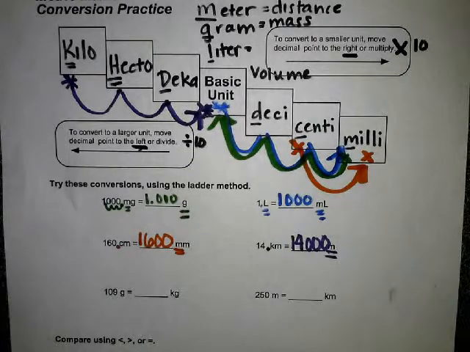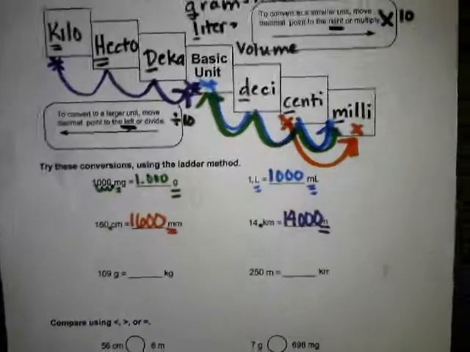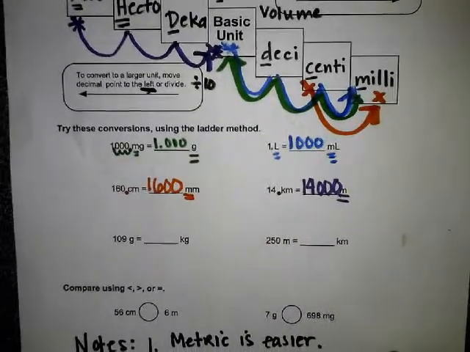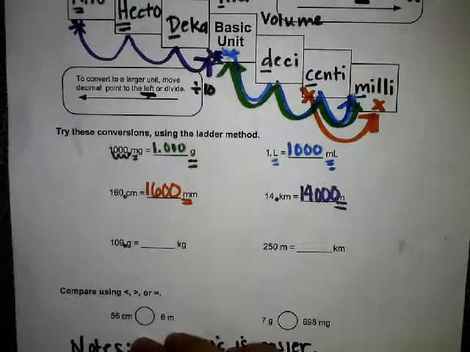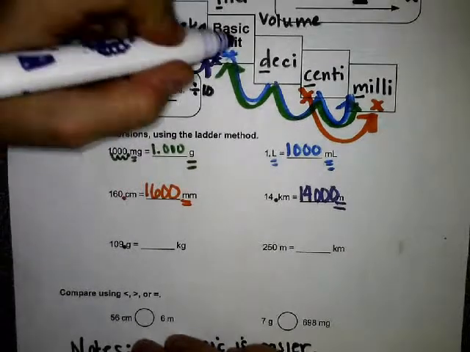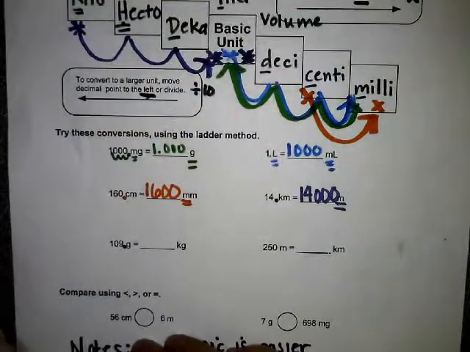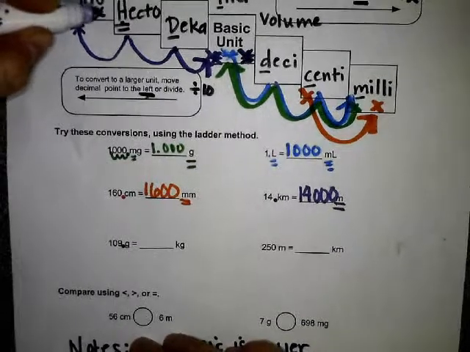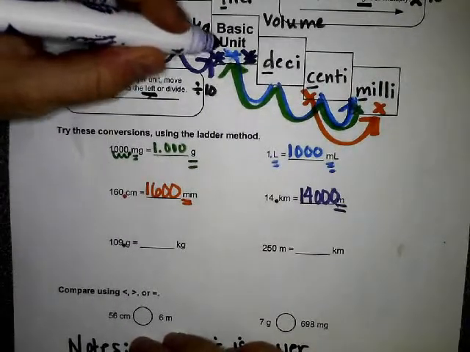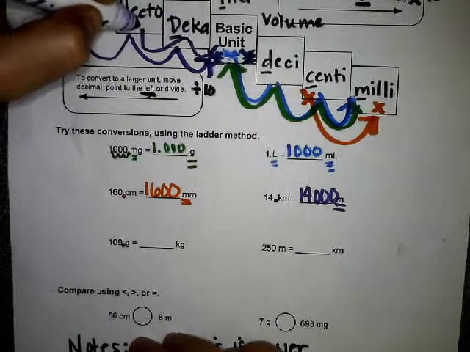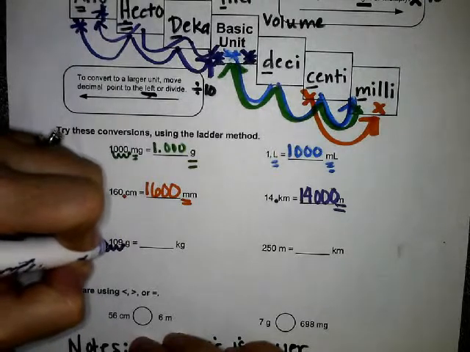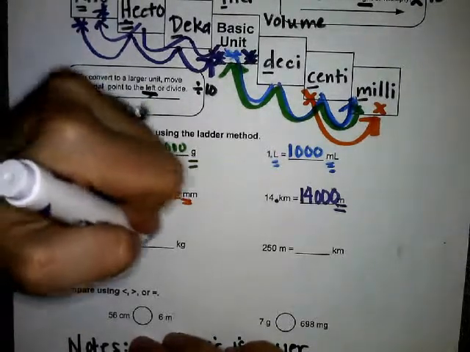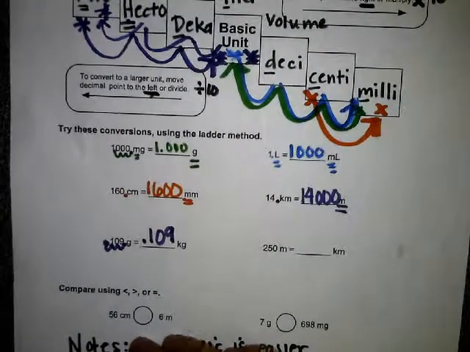If you've gotten the hang of it, stop the video and continue working. 109 grams. Again, place your decimal point, find your starting point, gram, find your ending point, kilo, count your steps, 1, 2, 3. This becomes 0.109 kilograms.